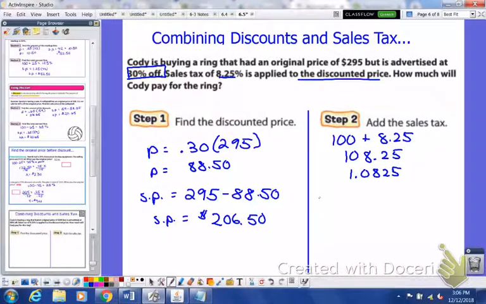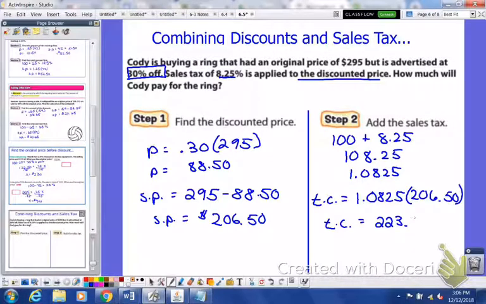So my final price, we'll call it total cost, equals my percent, 1.0825, times my discounted price, so times 206.5. Go to your calculator, 1.0825 times 206.5. And we're talking about money, so we're going to round to 2 decimals. My total cost will be $223.54. It would round up, so $223.54.